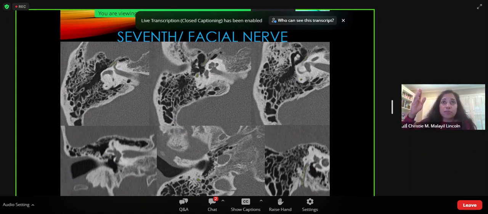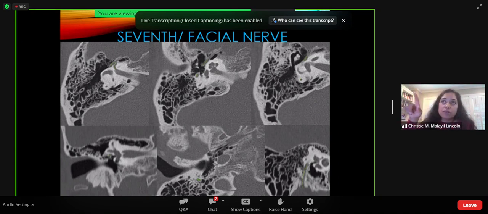The labyrinthine portion is the more medial aspect. Then you have the first genu, and then it goes back. And as it goes back, that's the tympanic segment, which goes through the medial aspect of the middle ear cavity. And then it runs inferior to the lateral semicircular canal and superolateral to the oval window.